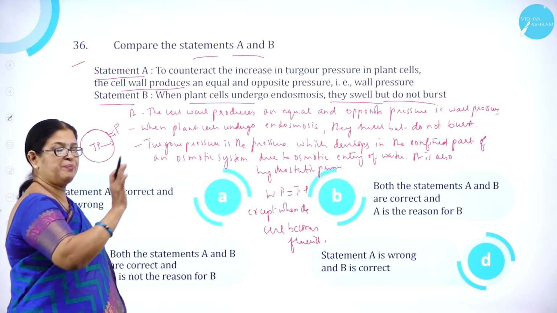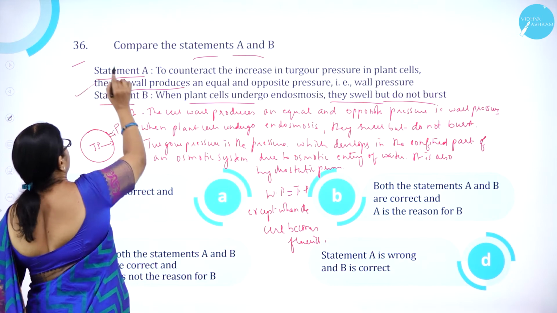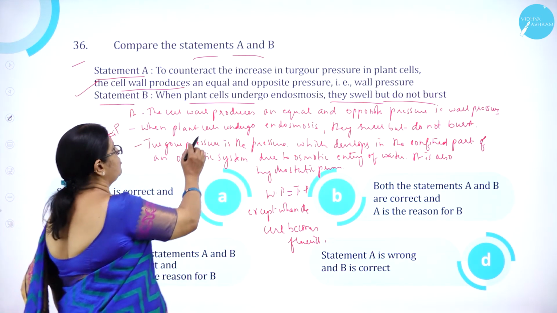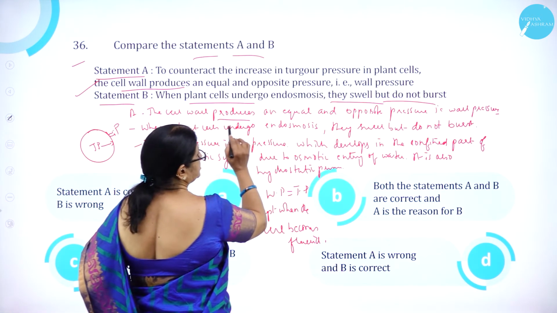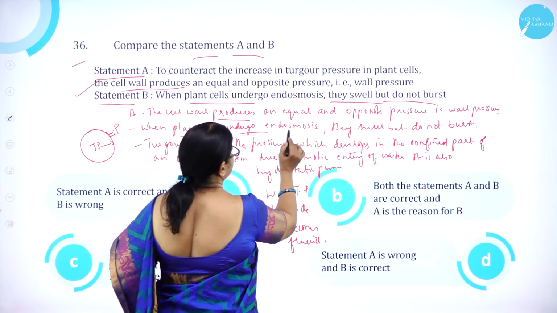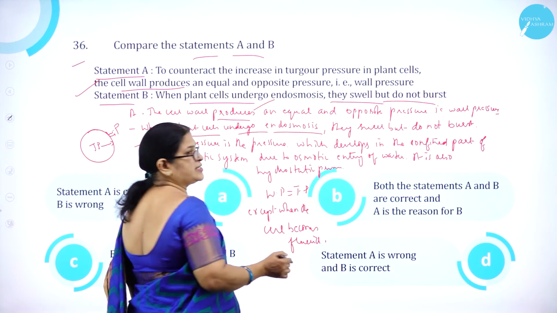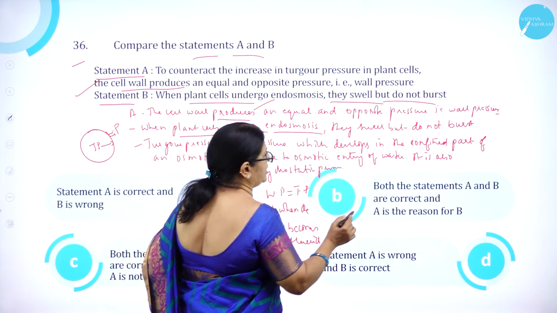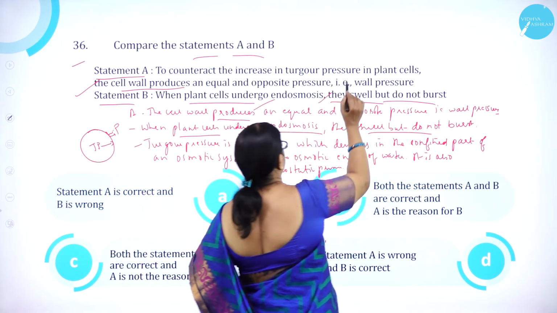So to counteract, an equal amount of turgor pressure is exerted on the wall, and the wall in turn exerts the same equal pressure. So this is correct. Statement A is correct. The cell wall produces an equal and opposite pressure, that is wall pressure. When the plant cells undergo endosmosis, they swell but do not burst. So this is also correct.